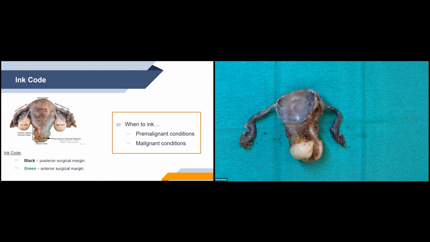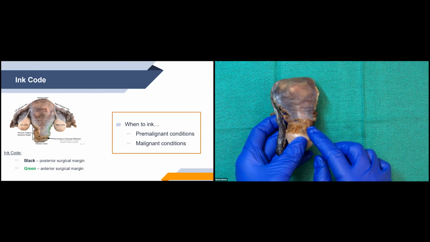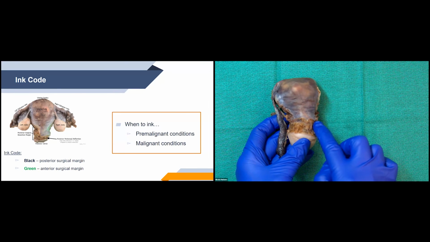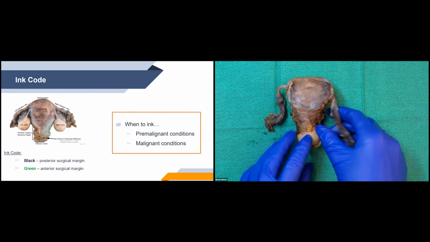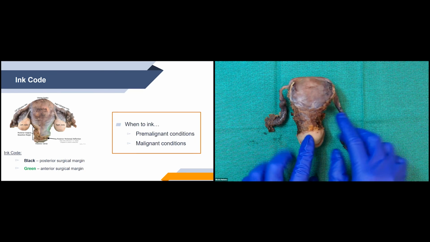They would be black for the posterior resection margin, so that would be all of this cauterized area here. And then green for our anterior surgical margin, so that would be all of this cauterized area here.